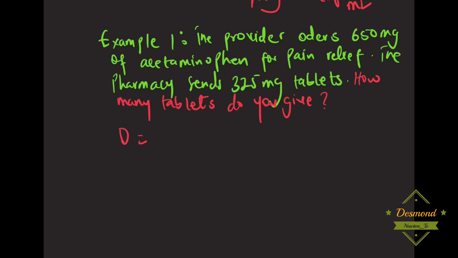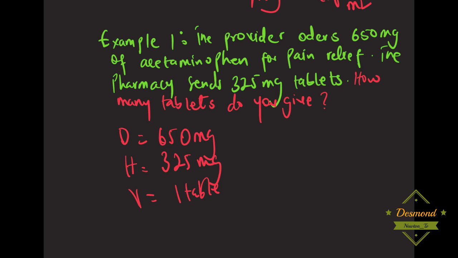Our D, which is the desired dose, is 650 milligram. This is what the provider ordered. Our H, the available dose, is 325 milligram. This is what the pharmacy sent to us, what we have on hand. And the vehicle here is 1 tablet. This is what we are supposed to calculate our final answer in.